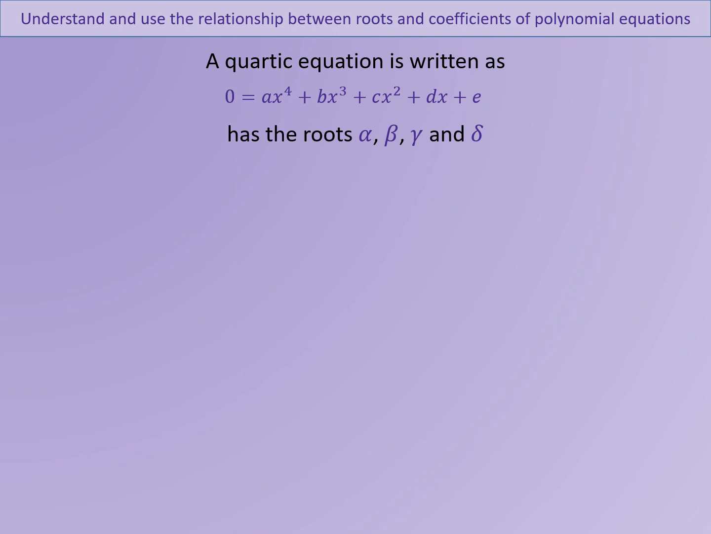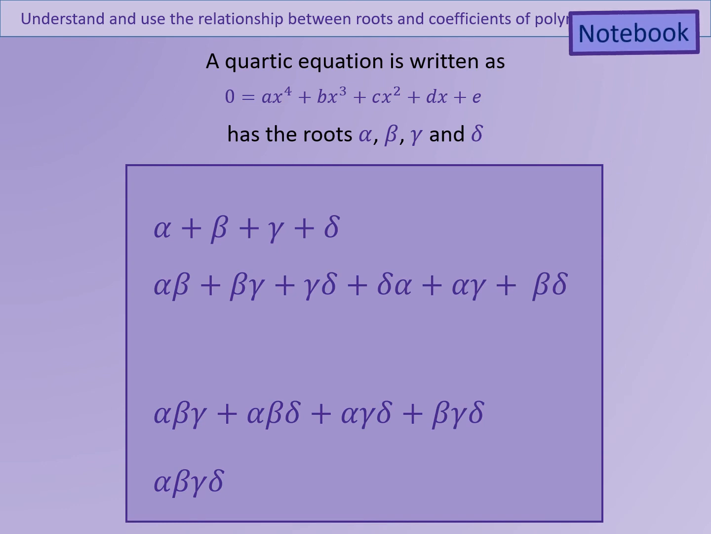And we can do this similarly for a quartic equation as well. And for your notebook, the sum of the roots is minus b over a. The sum of the product pairs is c over a. The sum of the triple products is minus d over a, and the product is e over a.